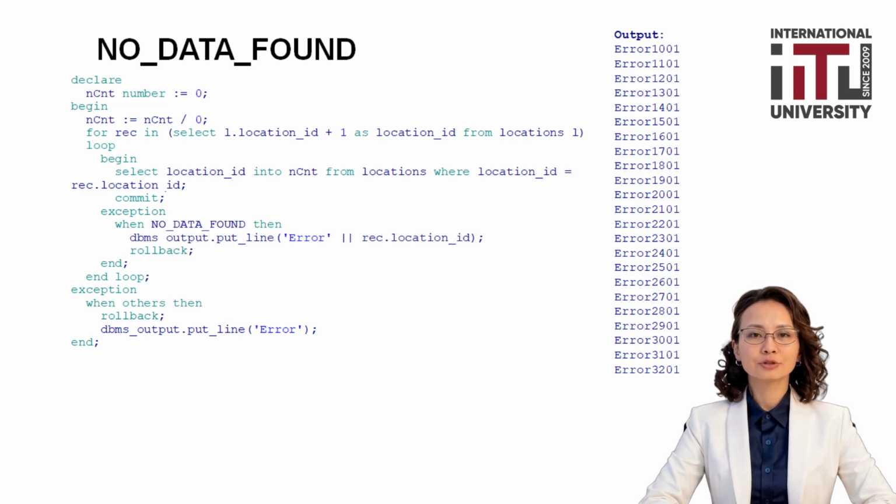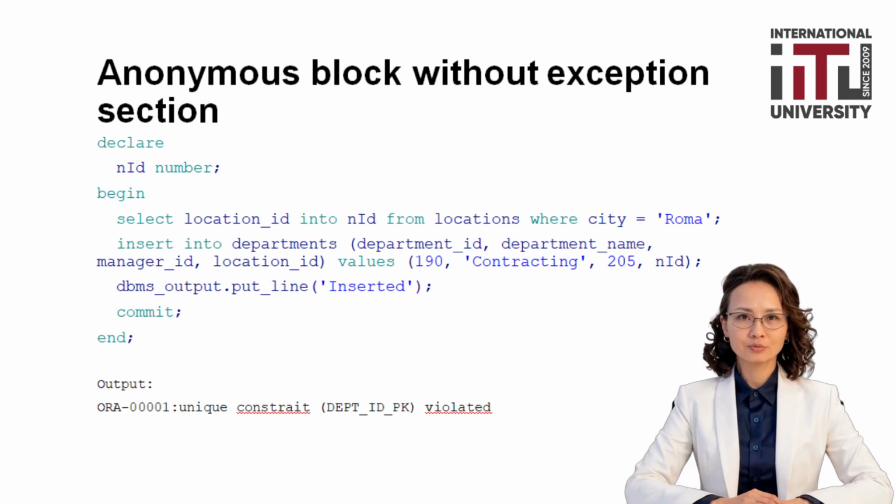In this PL/SQL block, we first select the location ID from the locations table where the city is Roma and store it in the variable NID. Next, we try to insert a new row into the departments table with department ID 190. After the insert, the program prints inserted and commits the transaction.